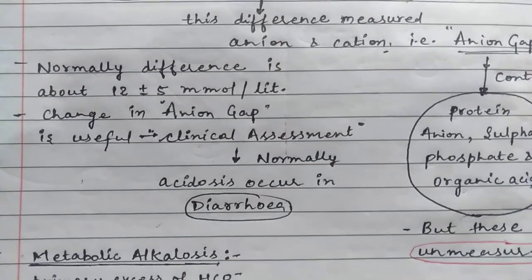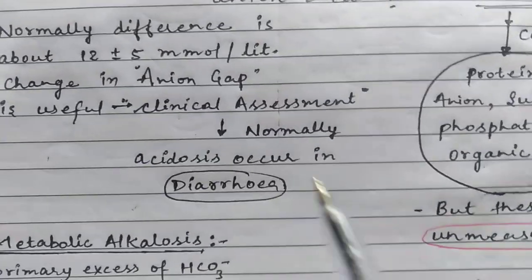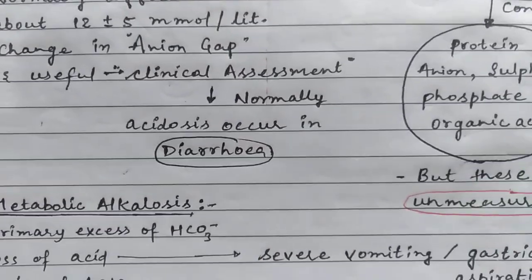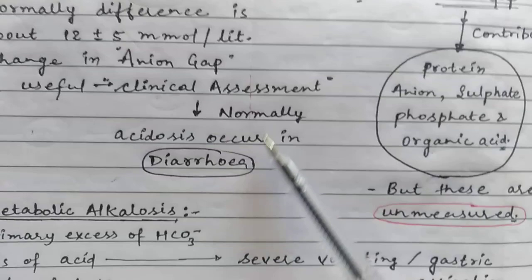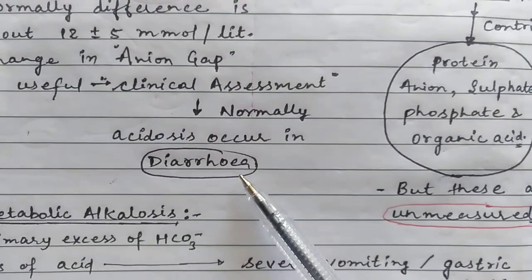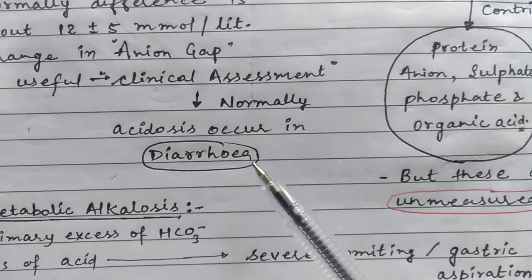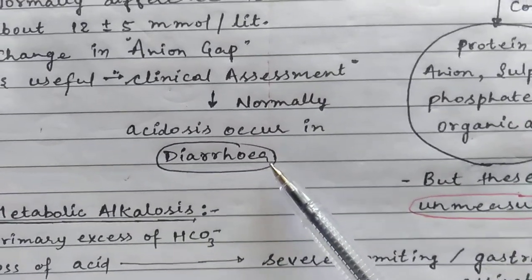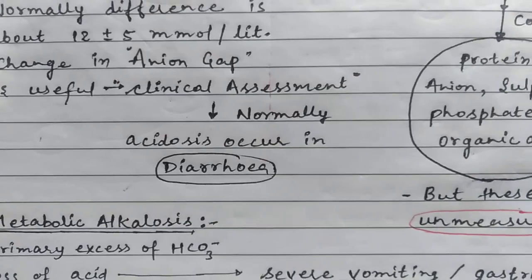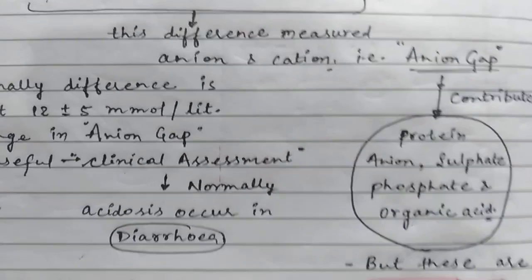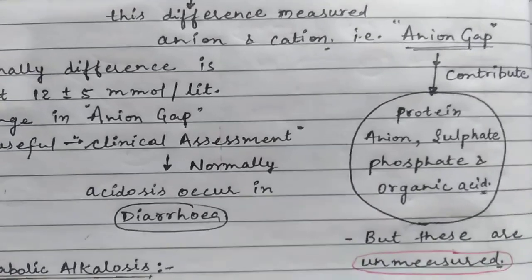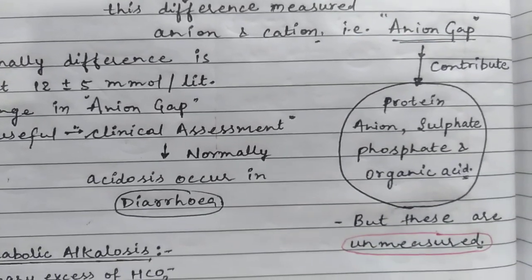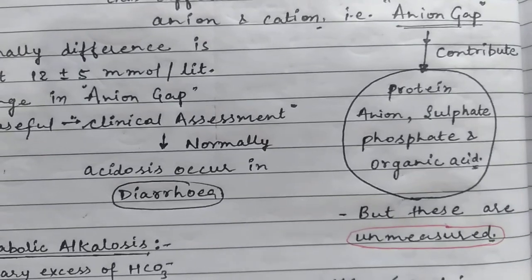The anion gap plays a very important role in clinical assessment, like biochemistry tests in a diagnostic center. I am giving an example here to understand clinical assessment. For example, in diarrhea, acidosis occurs. Why does acidosis occur? Because the difference between the anion and the cation increases. These anions and cations are directly related to our metabolic activity and to acidosis and alkalosis.